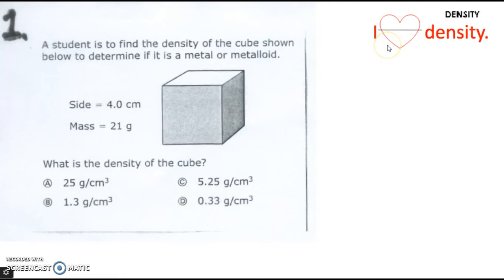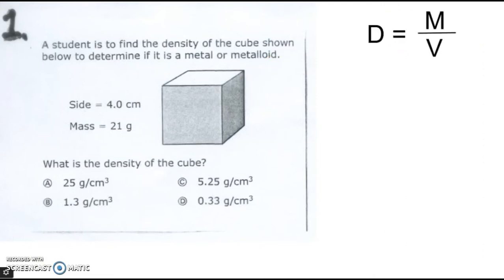You need to remember your density formula. I heart density. That means density is mass divided by volume. So you need to write this formula down on your paper somewhere. Density equals mass divided by volume. So let's see what we have for our problem. We have the mass is 21 grams. So we can put in that mass, 21 grams. Now we need to put in the volume. But if we look over here at the problem, there is no volume.